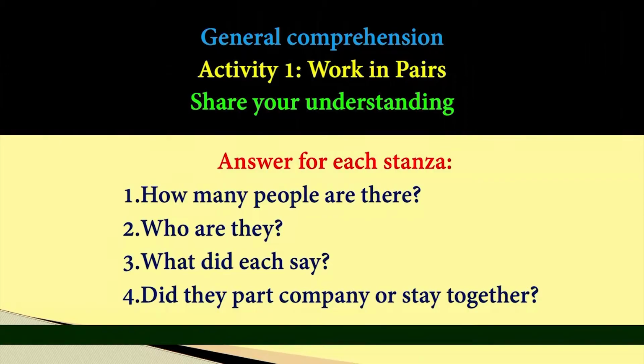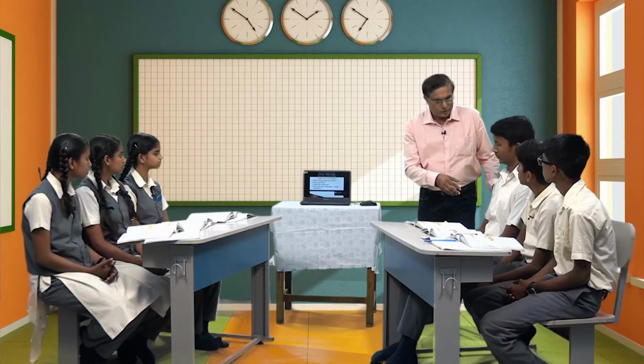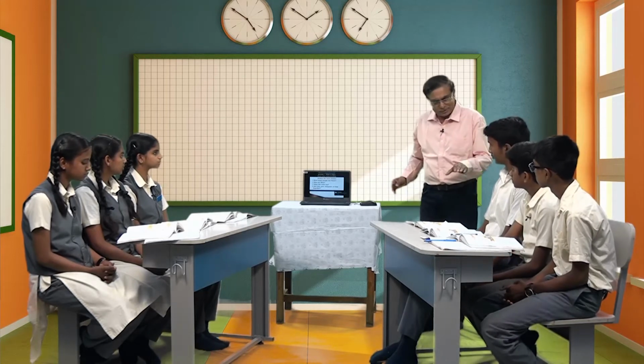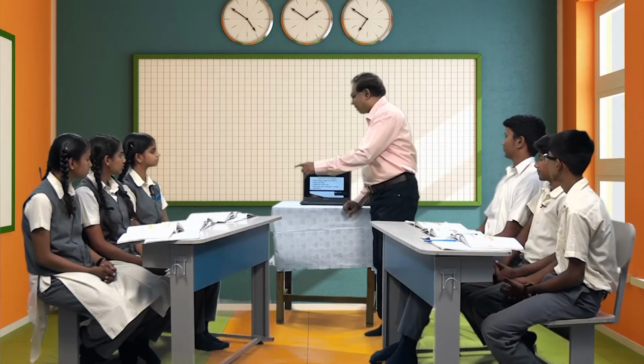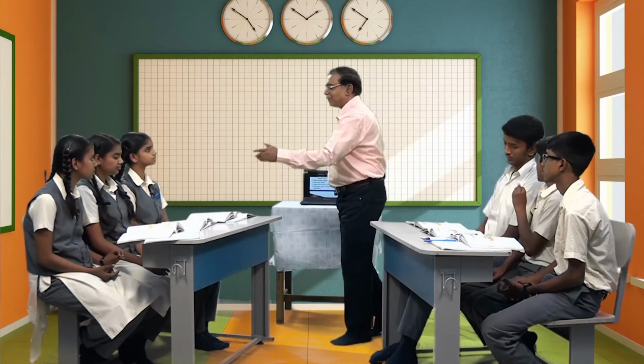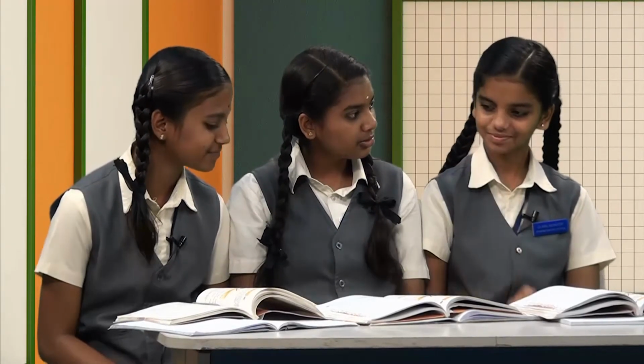Now I'll be displaying a few questions here. Can you see the questions here? Now, because we cannot have more than 5 pairs, there are 3 in number. We'll do one thing. Try to answer these questions one by one. Can you see the question? There are 4 stanzas for each. Please try to answer these questions. Share it with your friend. How many people are there? Share your understanding together. Now, read. Come to an understanding.